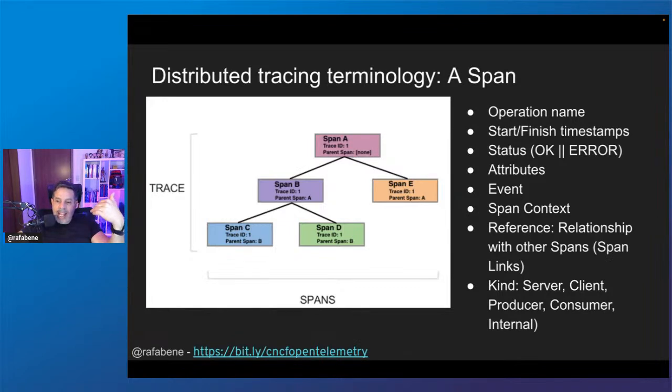And we have a kind, because a span can be a server receiving requests, or a client performing requests. It can be a producer in the case of asynchronous calls. An operation can be a consumer or it can be internal, just like a method call. A method call is internal. It's not server, it's not client, it's not producing, it's not consuming. It's just an internal call, right?